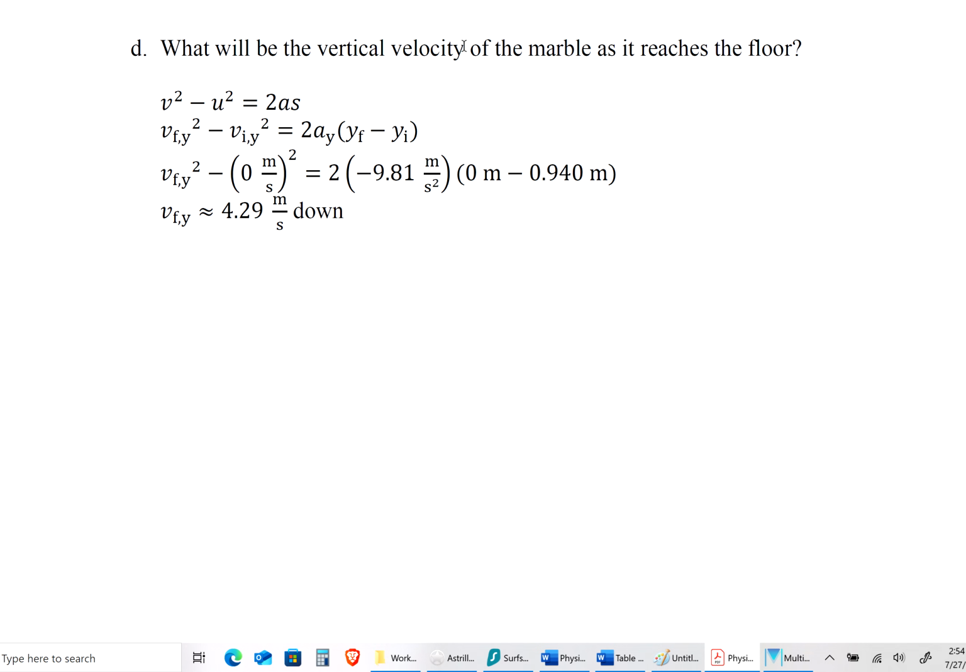It says velocity. Velocity has a number and a direction. So this is the number, the magnitude, and we've got to figure out the direction with our own logic. It's going to go down as it strikes the floor.